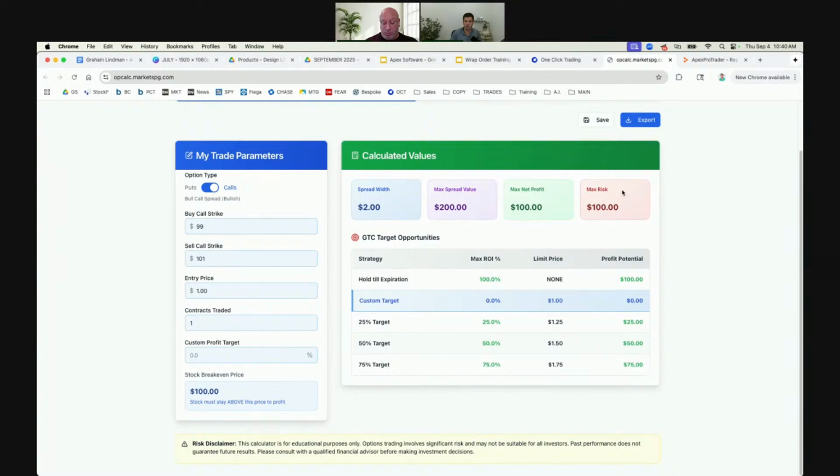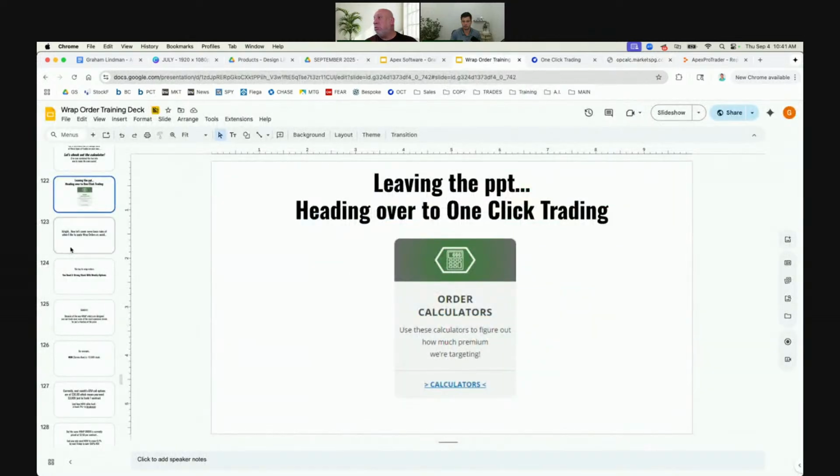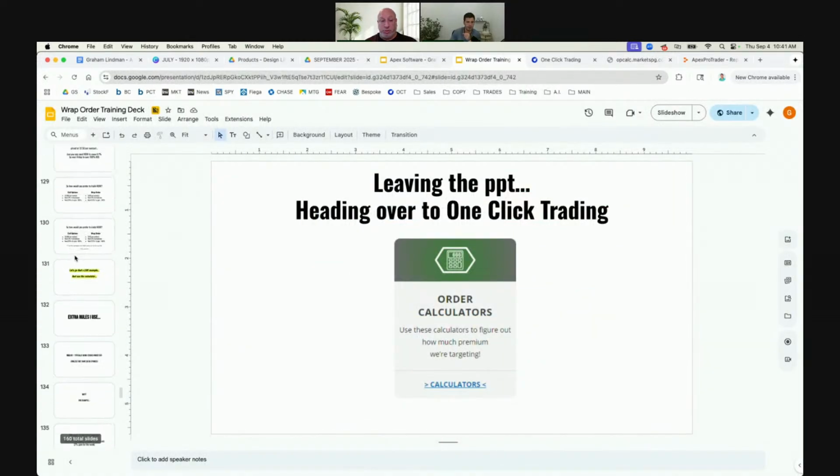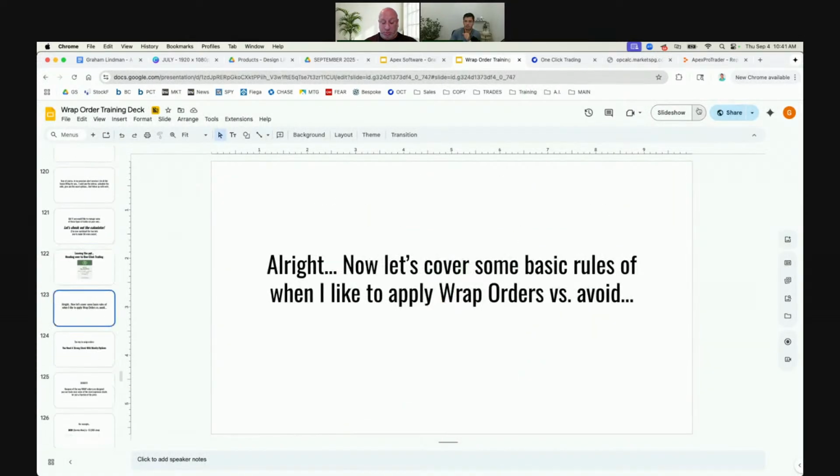The calculator does everything for you. It tells you your max risk, your max profit, max ROI, all of that good information. Don't worry about the targets just yet. We'll cover that in a bit. But this is the calculator that you should be using for your wrap orders. So let me go back here to the wrap order training, and we will come back and use that here for some live trades in a moment.